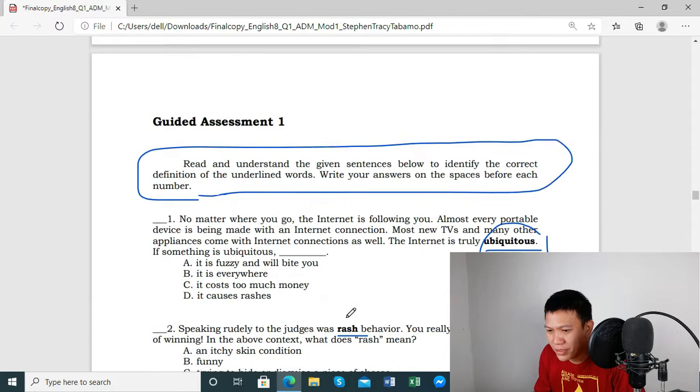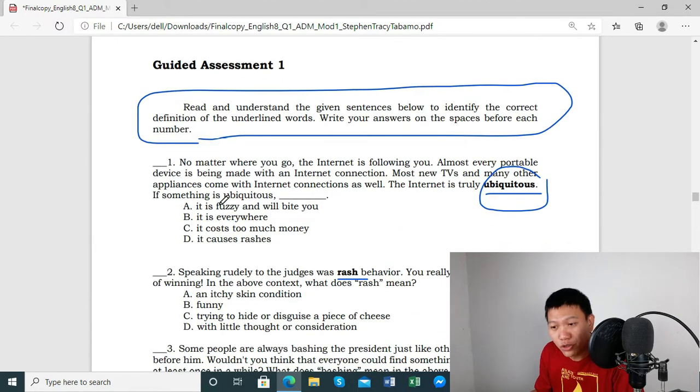So number 5. You will read the sentence. Example, no matter where you go, the internet is following you. Almost every portable device is being made with an internet connection. Most new TVs and other appliances come with internet connections as well. The internet is truly ubiquitous. So ano ang ibig sabihin ng word na ubiquitous? Based on the sentence that you have read, is it A, fuzzy and will bite you? Nangangagat ba ang internet? B, it is everywhere.